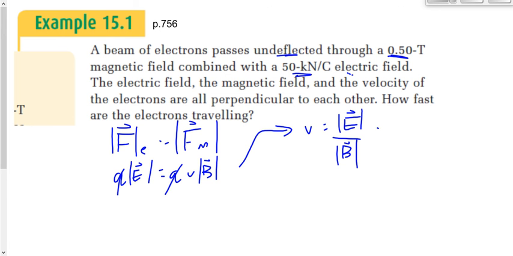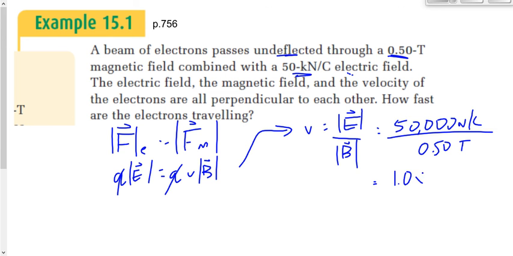The electric field here is 50,000 newtons per coulomb, 50 kilonewtons per coulomb, divided by the magnetic field of 0.50 Tesla. We do the math there, and I think it works out to be 1.0 times 10 to the 5, I think. Somebody just double check that math.